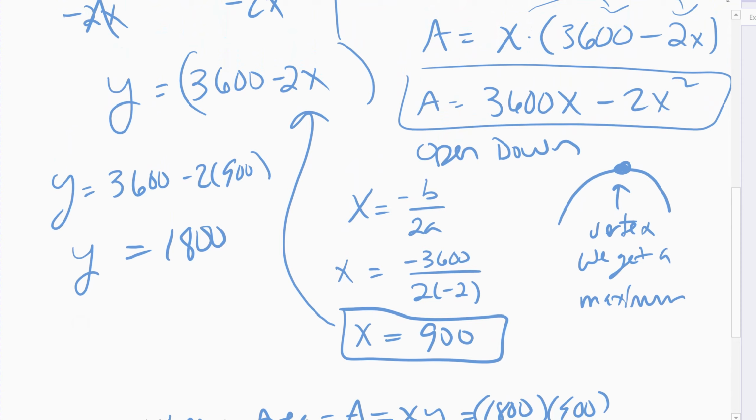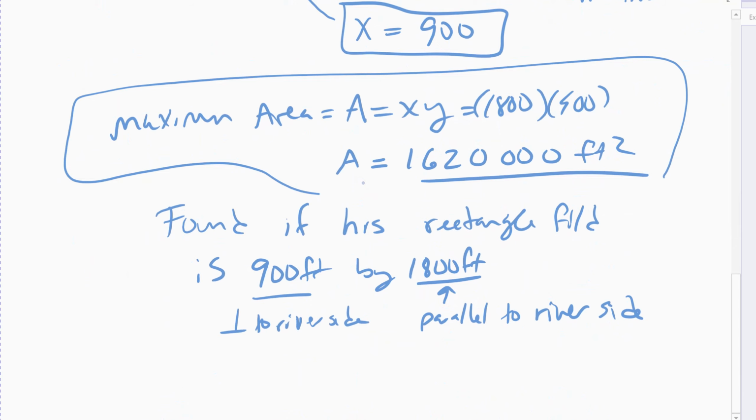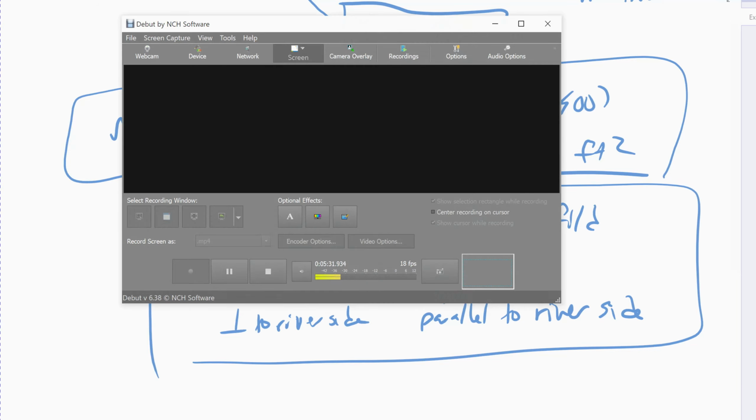And then we have to find all the parts they're asking for, and so they did ask for the length and the width. We found the length was 900, the width was 1800, and that would optimize my area, which again, I didn't ask for maximum area, but if I had, the maximum area would be that value. That's the size he needs to make his field. Alright, there's that example all done.